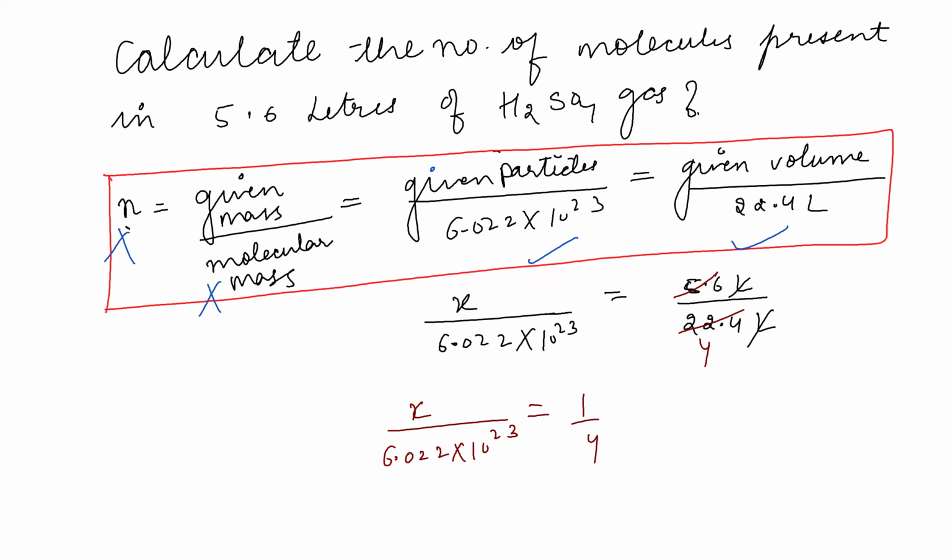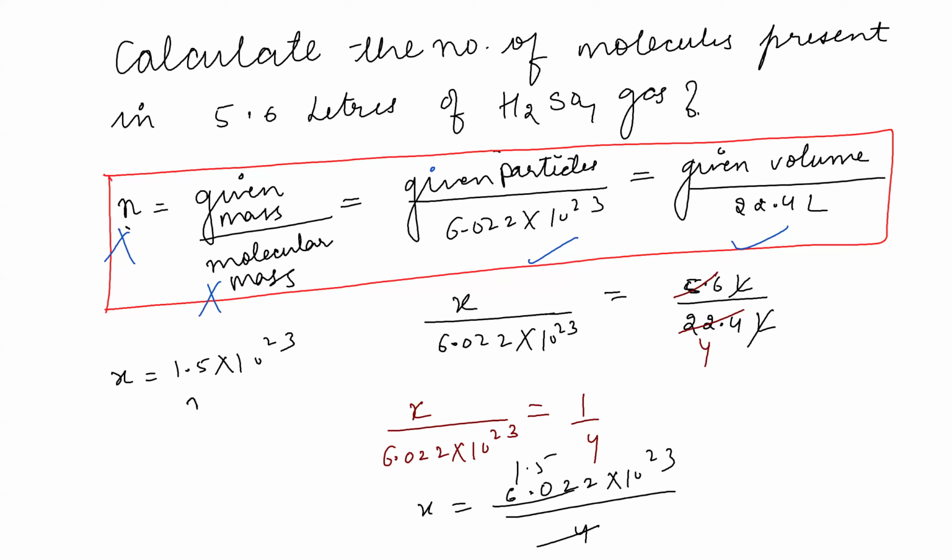1.1055 times 10 to the power 23. So the number of molecules is 6.022 into 10 raised to the power 23 divided by 4. So that's going to be 1.5 into 10 to the power 23 molecules we have together. Understood my point? So if we have 1.5 into 10 raised to the power 23 molecules in it, got the point?